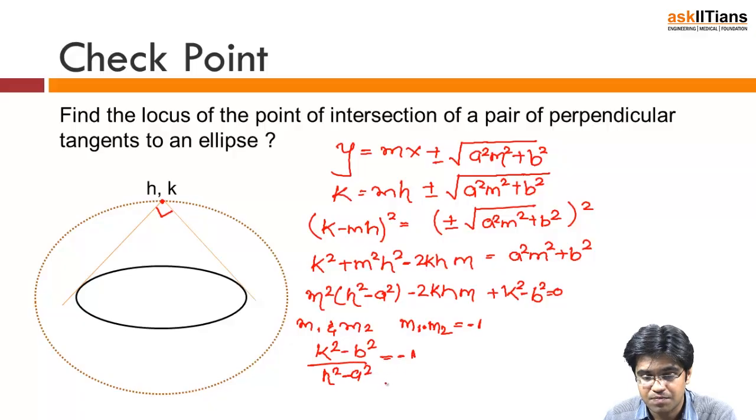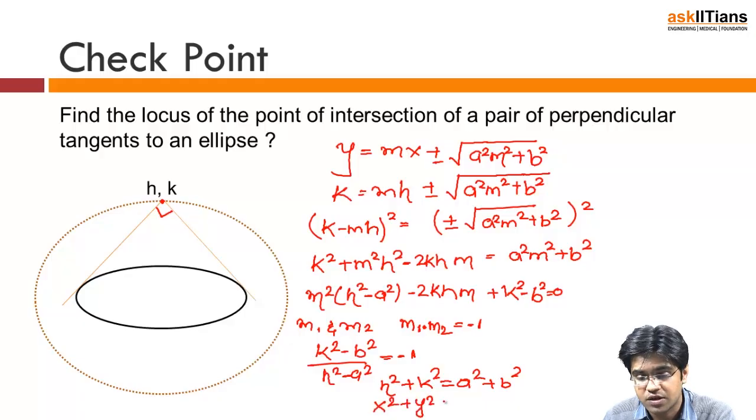If I simplify it, I get h square plus k square is equal to a square plus b square. Or if I replace h comma k with x and y, then x square plus y square is equal to a square plus b square. This equation represents a circle. You can see that this dotted line is the circle. So the locus of this h comma k is a circle.